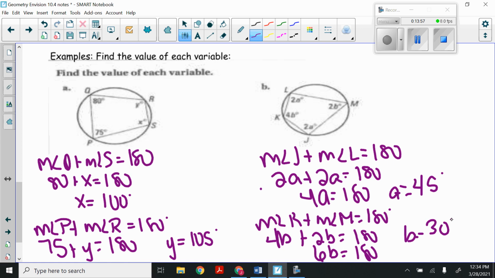All right, that wraps up section 10.4 in Envision, Inscribed Angles and Polygons. Tomorrow we will look at the last section of our circles and then review and take our Chapter 10 test.